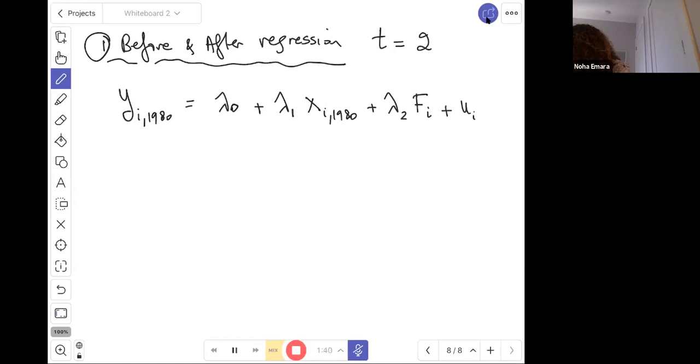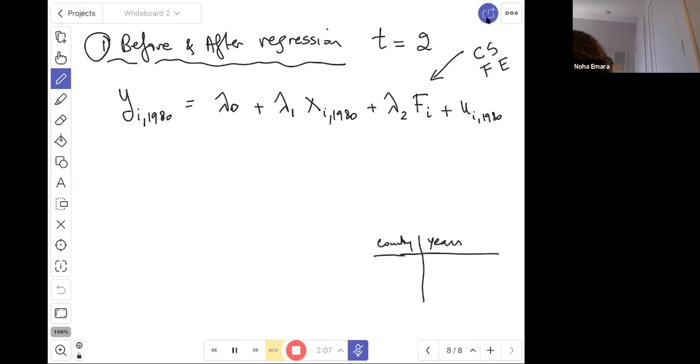Right, this is Fi, we call this Fi cross-section fixed effects. What is this Fi? Imagine that I have a data set like this, where this is a country and this is the years.